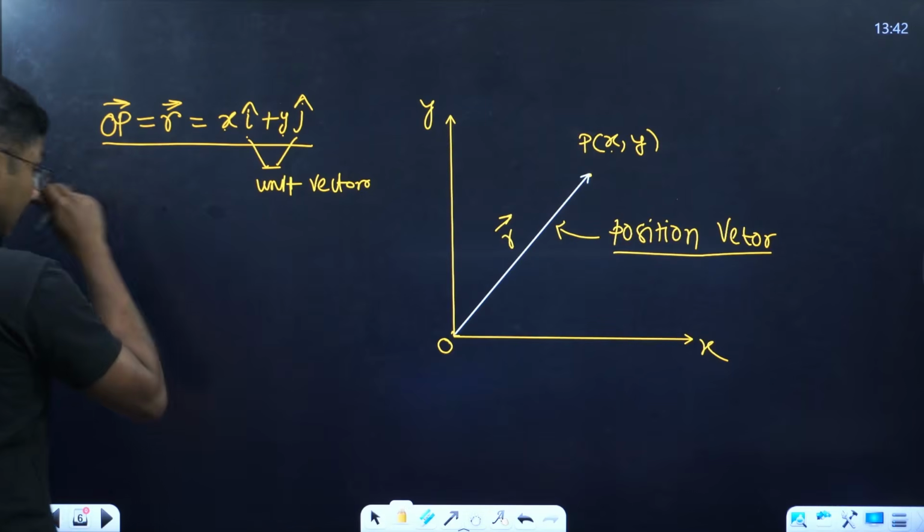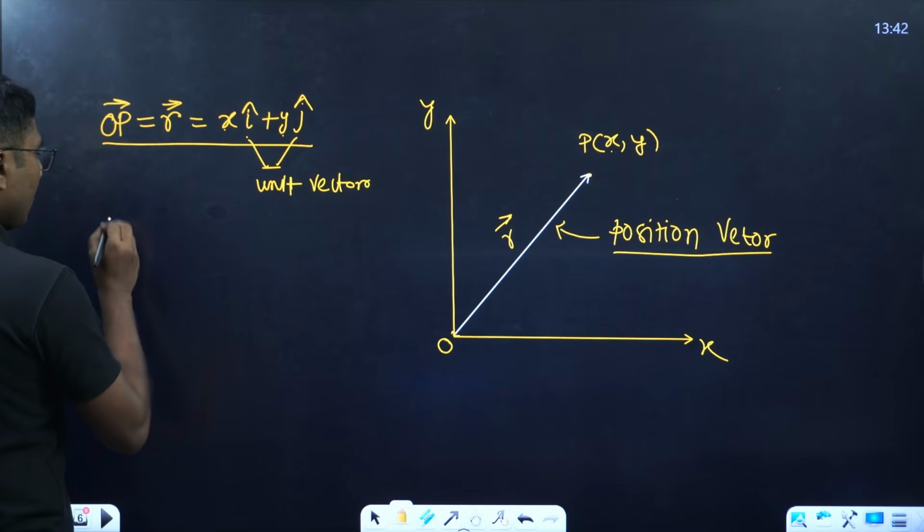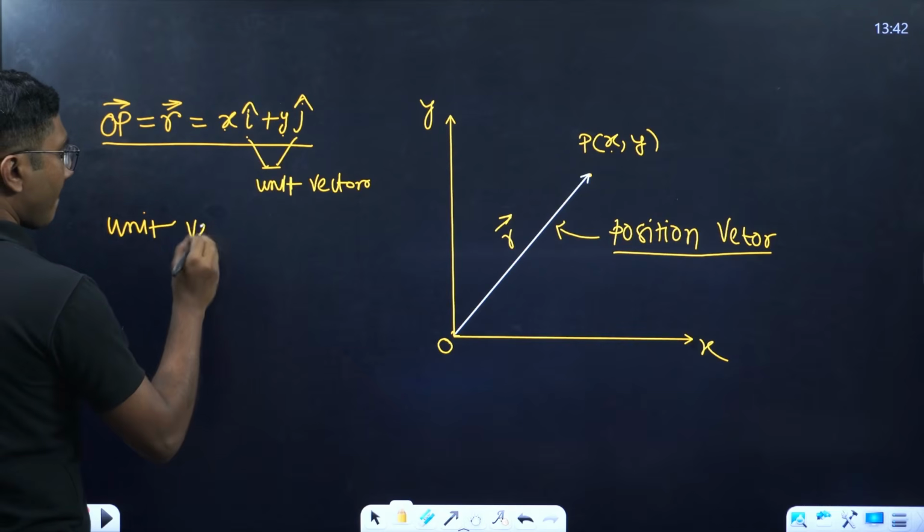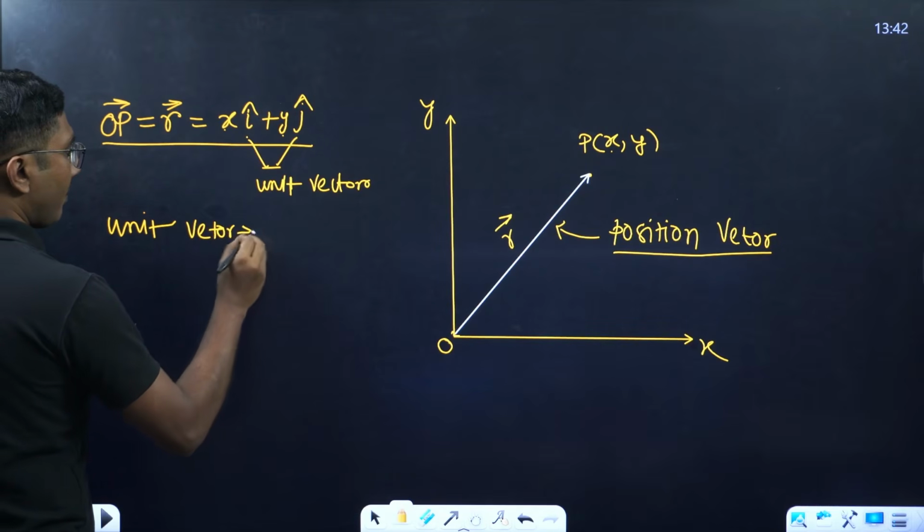A unit vector refers to a vector having magnitude only 1. We will discuss a little bit more about unit vectors, but before that, let me explain: a unit vector's magnitude is 1.